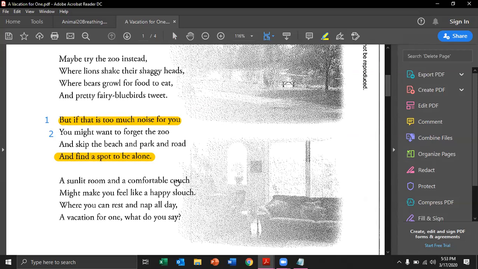A sunlit room and comfortable couch might make you feel like a happy slouch, where you can rest and nap all day. A vacation for one. What do you say? And then right here in the final line, guess what we have? We have the title.